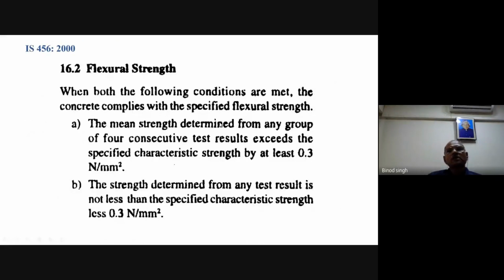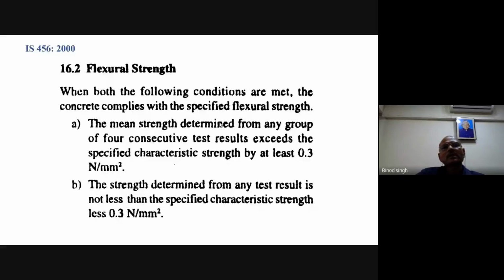And when both the following conditions for flexural strength are met, that was for compressive strength, for flexural strength, the mean strength determined from any group of 4 consecutive test results exceeds the specified characteristic strength by at least 0.3 Newton per mm square. The strength determined from any test result is not less than the specified characteristic strength by more than 0.3 Newton per mm square. So this is the direct codal provision I have copied and written here.